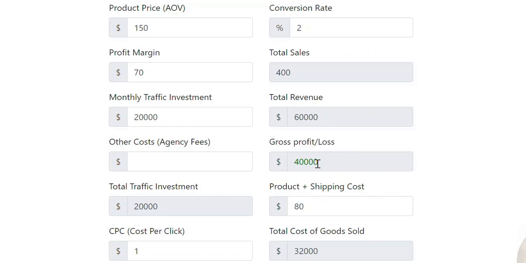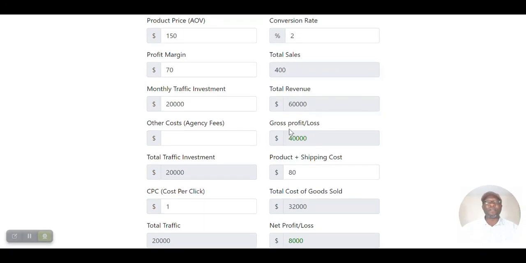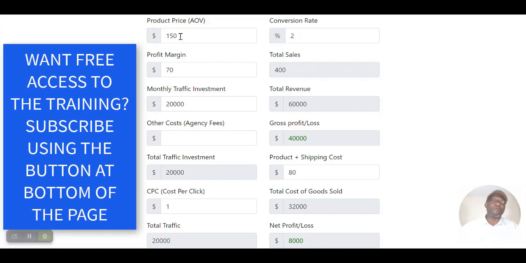And in the beginning there was no profit here at all. Now there is $40,000 in gross profit, but after fulfilling the product, you now have $8,000 in net profit. Okay, and you can also do recommended products. You can do things like buy two get one free or get one half price. There are so many things you can do.